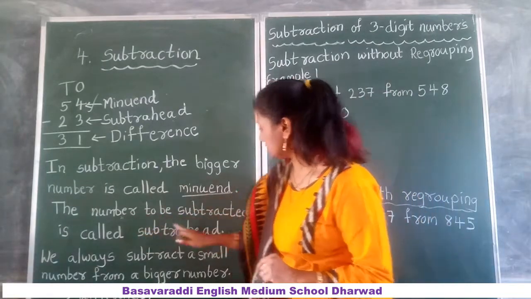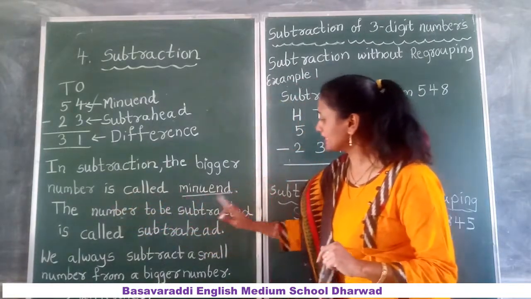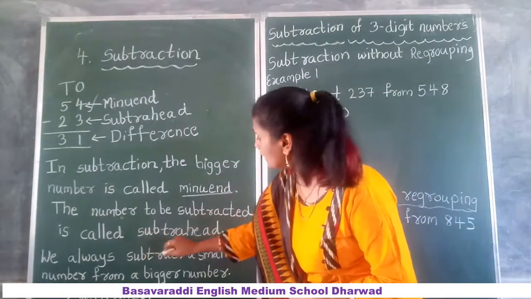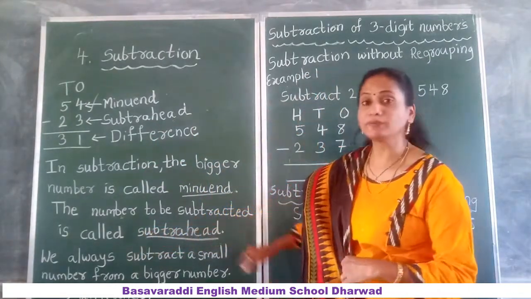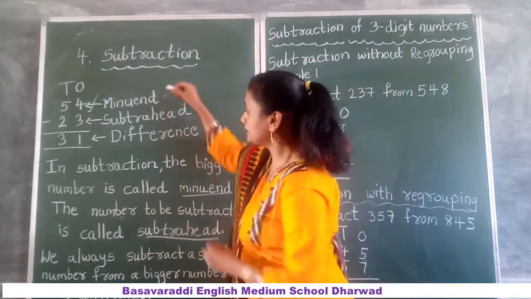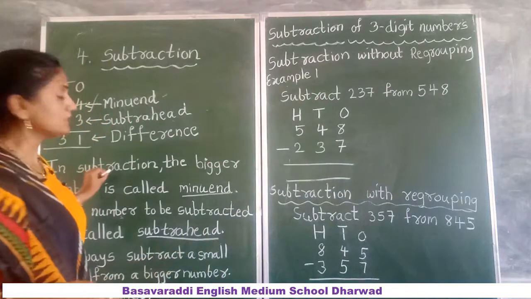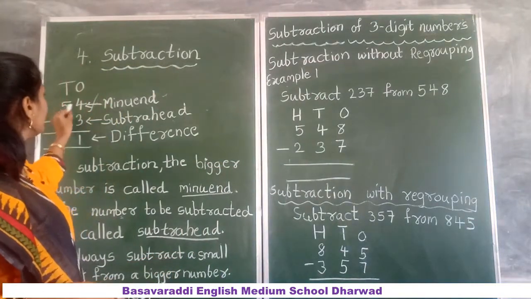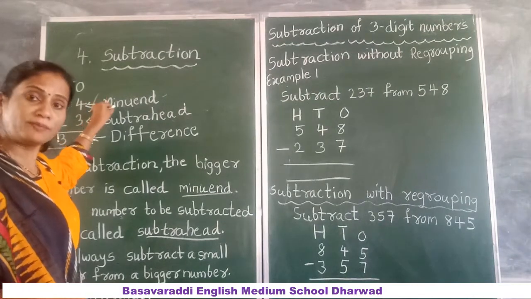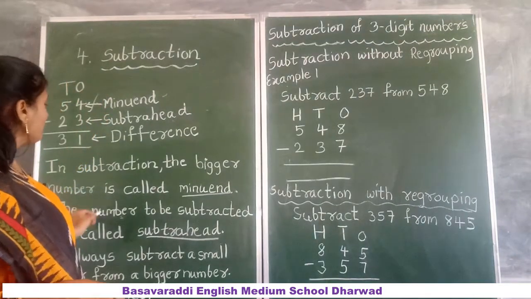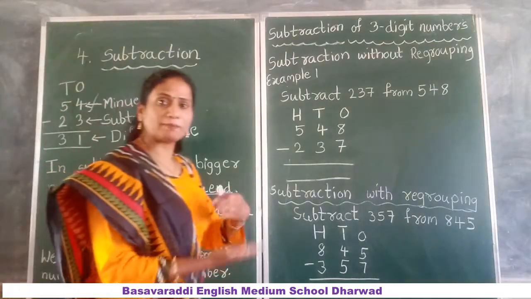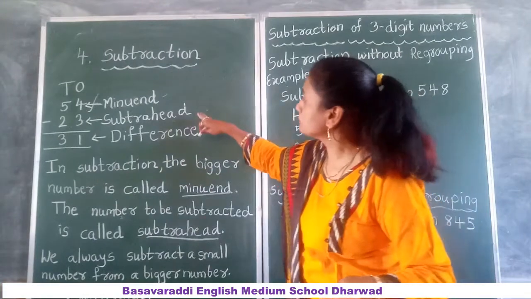That is the number to be subtracted. Whatever number we are subtracting is called the subtrahend. What are we calling this one? Subtrahend. In subtraction, 54 is bigger, so this one is called the minuend. Then the number to be subtracted is called the subtrahend.